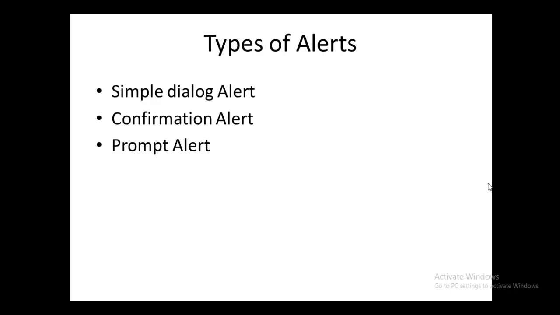So coming back to the theoretical concept of what an alert is: it is a prioritized prompt box displayed on the web page on a certain action, just to give some information to the user or just to throw a warning. It could be anything. Based on the behavior and the types, alerts have been classified into three different types: one is the simple dialog alert, then the confirmation alert, and the prompt alert. So let's understand each one of them.